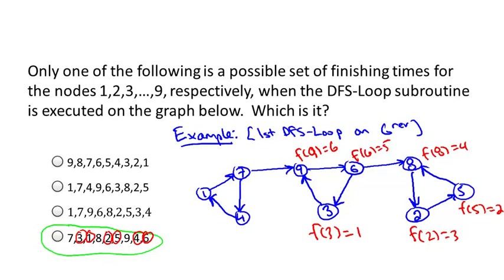So now we return to the outer for loop, and we decrement I. So it started at 9, we're done with that. Now we go down to 8. We say, have we already seen 8?